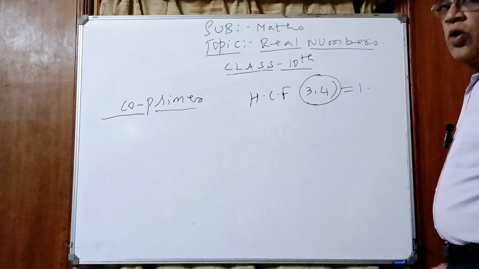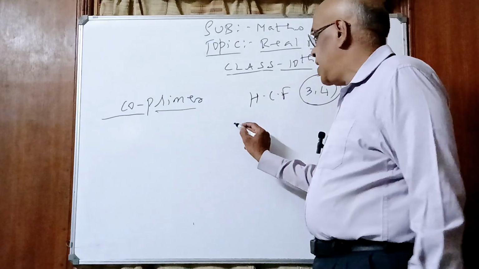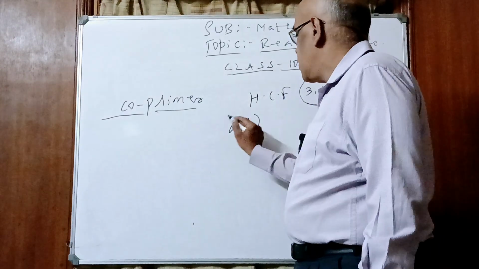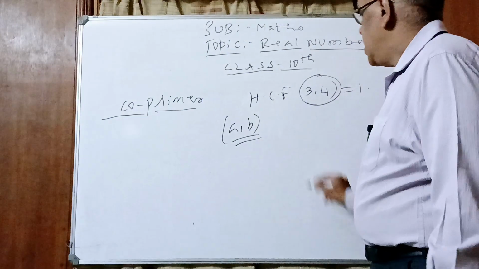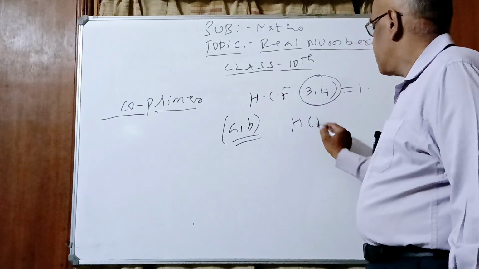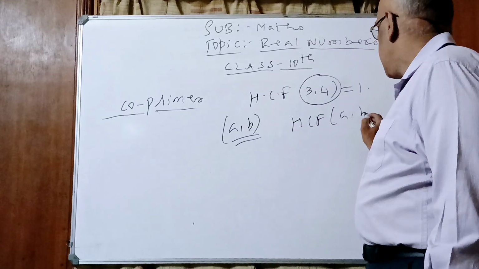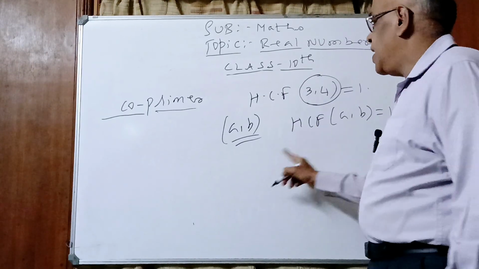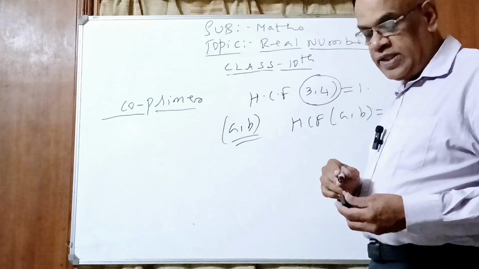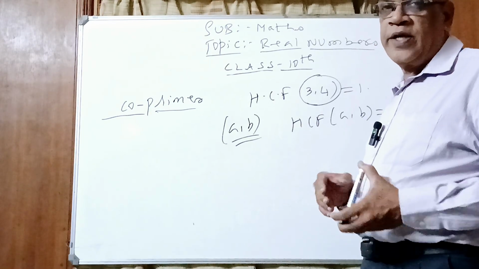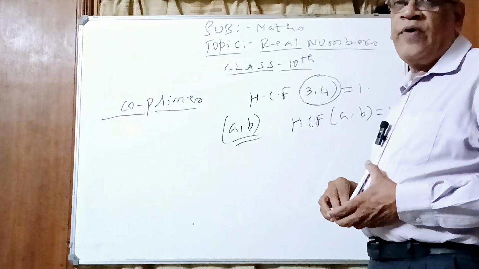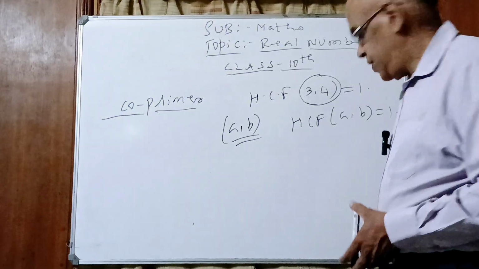Then they are co-primes. For example, you can say, children, 1, 4. What are they? They are co-primes because their HCF is what? HCF of A, B will be 1. Then they are co-prime numbers. Yes or no, children? Yes. So, we'll go to the next topic. What's our next topic? Fundamental theorem of arithmetic.